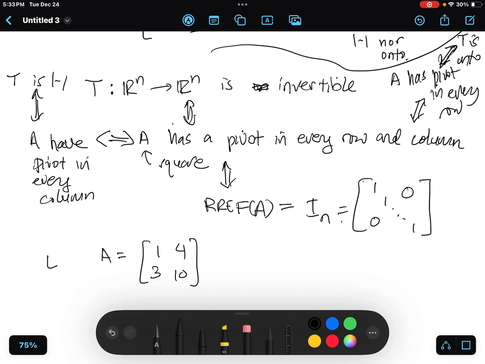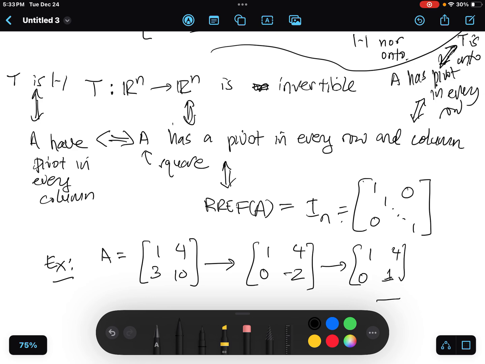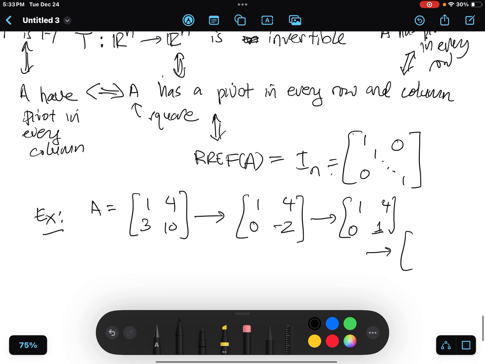If you take the example above and change the 12 to a 10, when you row reduce it, the first step is to replace row 2 by row 2 minus 3 row 1, and you get this. The next step is to divide row 2 by negative 2, that gives you this. Then you replace row 1 by row 1 minus 4 row 2, and you get this. And a quicker way to see that you have an invertible matrix is that you have a pivot in every row and column.